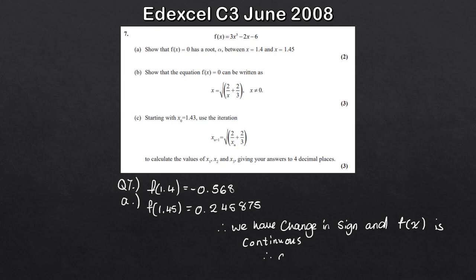So therefore alpha must lie in this interval 1.4 to 1.45. Okay, so that's part A done. Nice and straightforward. Let's take a look at part B then.